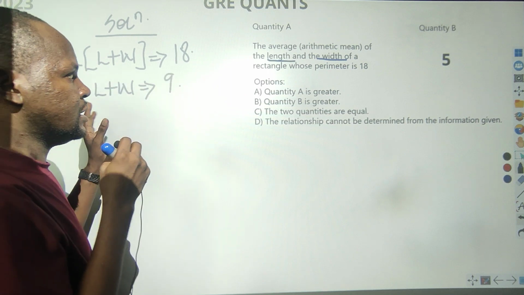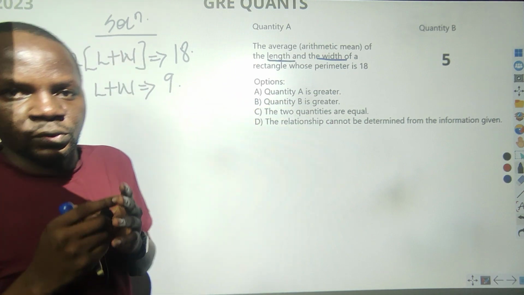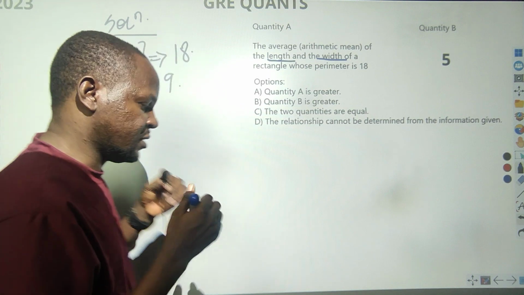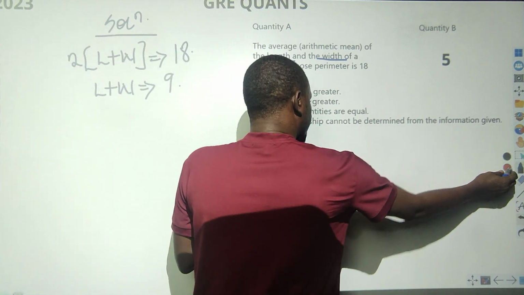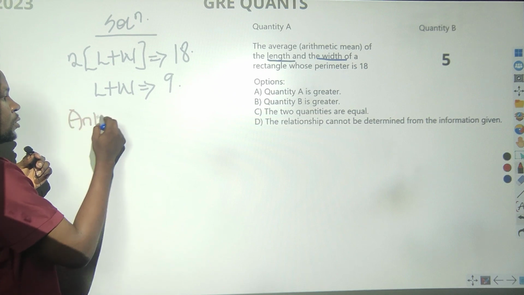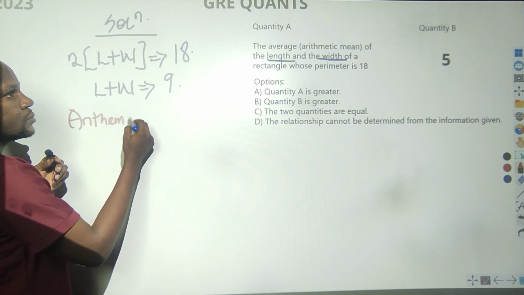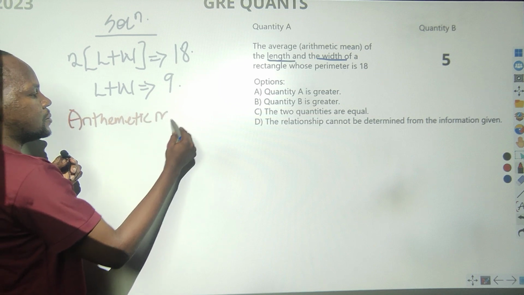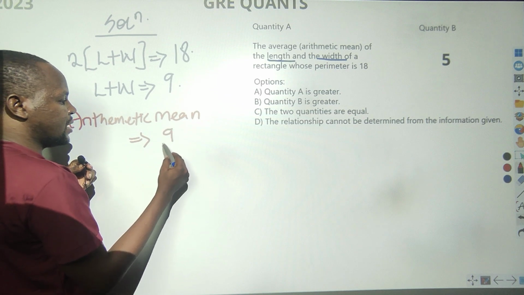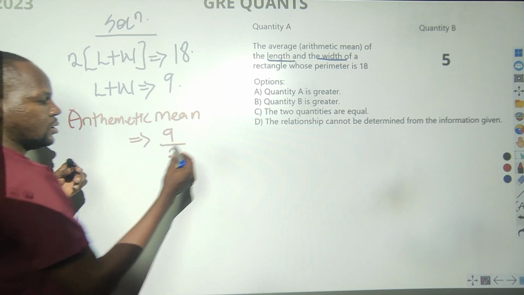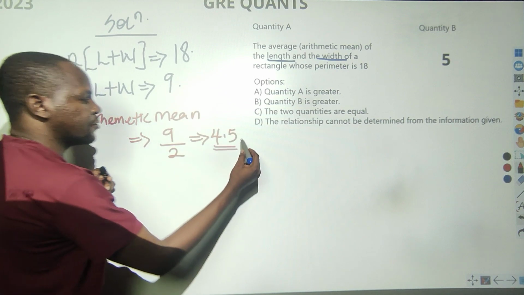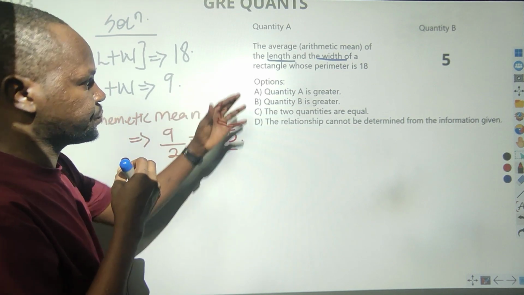So this is the length and the width added together. Those are two quantities. So if you want to look for the arithmetic mean of these two quantities, just say the mean will be equal to, you have two quantities, the mean of two numbers is 9 divided by 2. And what is 9 divided by 2? That is 4.5. So that means this first quantity is 4.5.